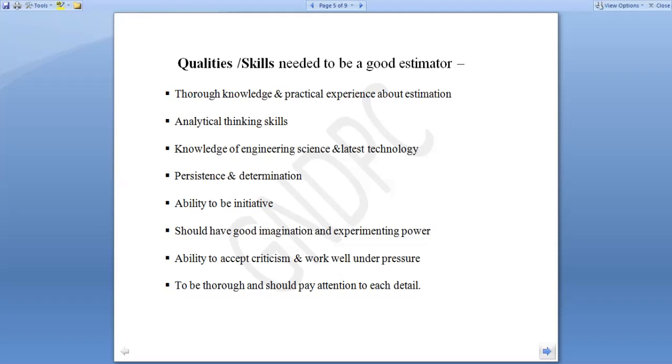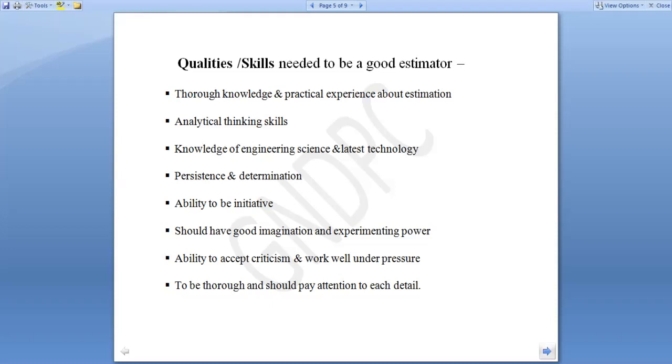He should have good analytical thinking skills. Of course, the knowledge of engineering science and latest technology should be determined, should have persistence, and should have the ability to take initiative. He should initiate things, should have good imagination, and of course, experimenting power to an extent. Should be able to accept criticism.